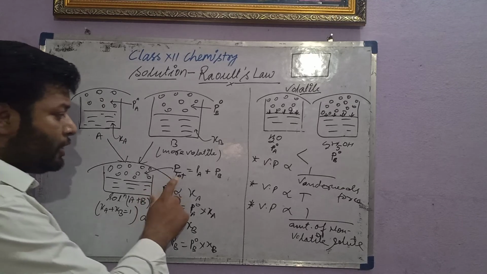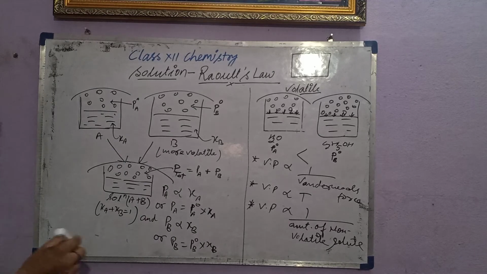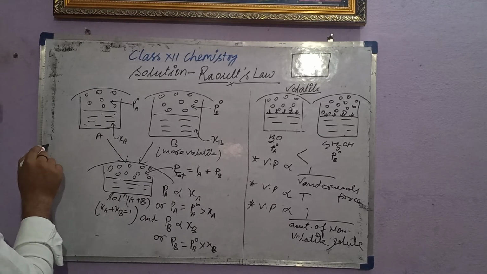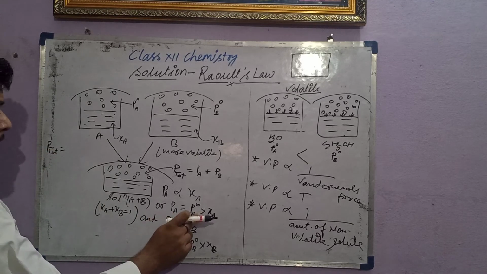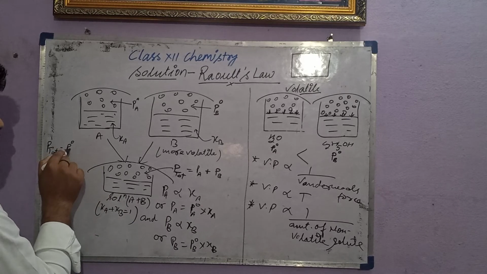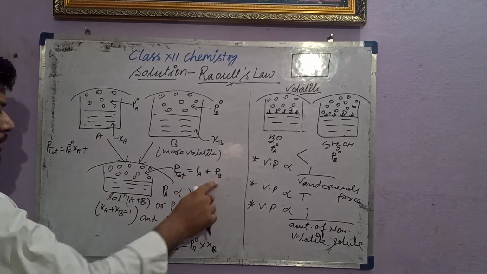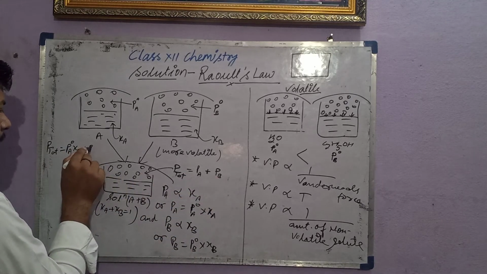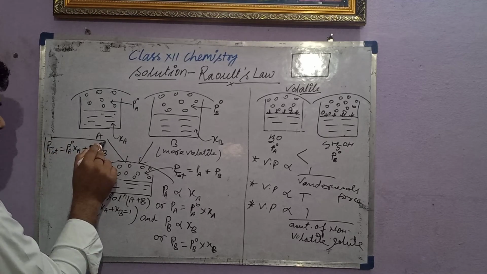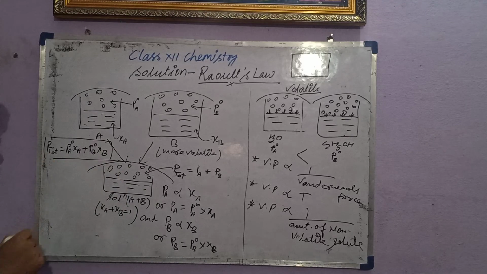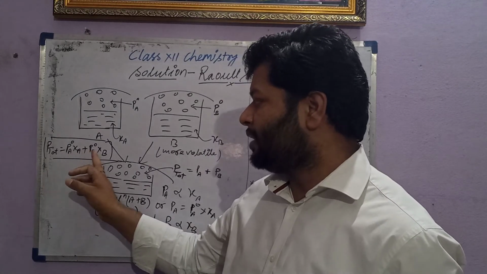So we know P total is PA plus PB. Then it can be written as PA equal to P naught A XA, and PB equal to P naught B XB. This is the first formula of Raoult's law: P total equal to P naught A XA plus P naught B XB.